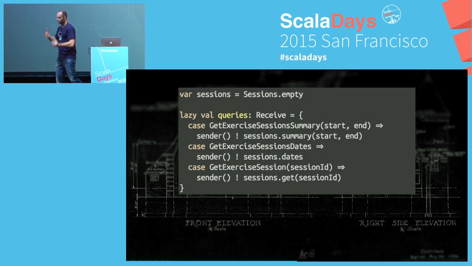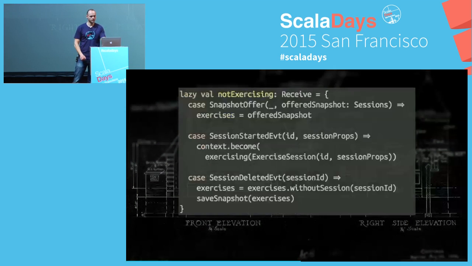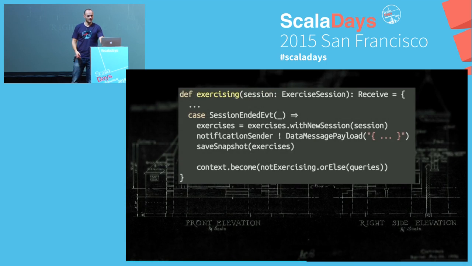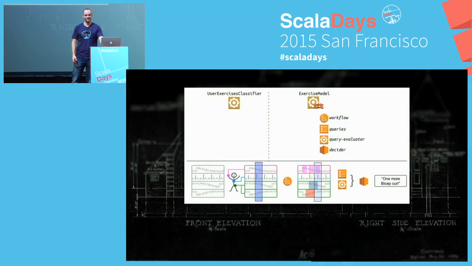And the queries, again, we reply. So if someone asks us what exercises has the user done, the response is what we know, our current state. We don't have to replay anything, recompute anything, do anything extra. And we bump between the states by context becoming. Excellent. Right.